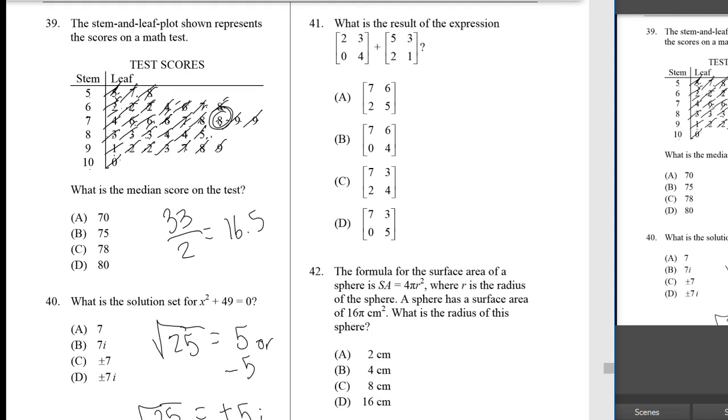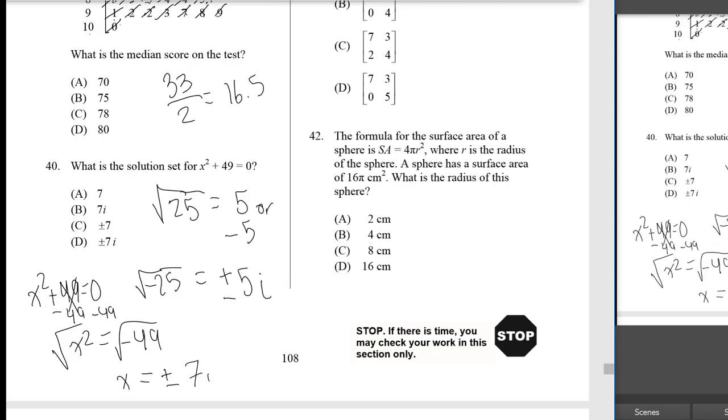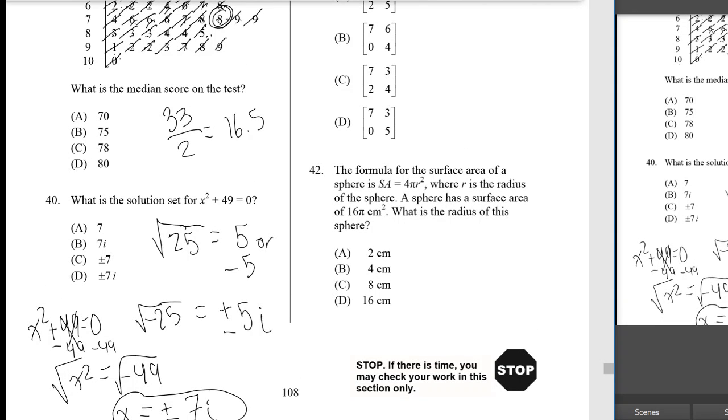Okay, so if I have x squared plus 49 is equal to 0, what I would do is subtract 49 on both sides. x squared is equal to negative 49. All right, how I would solve for that is square root, x is equal to positive or negative 7i. Okay, so that's 40 is D.